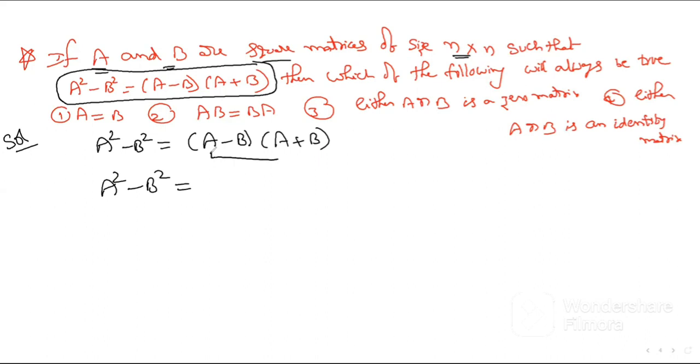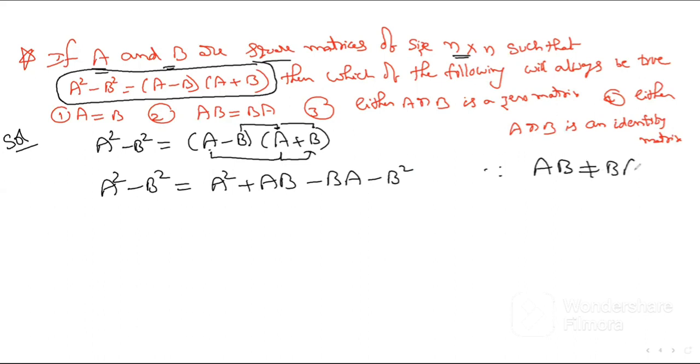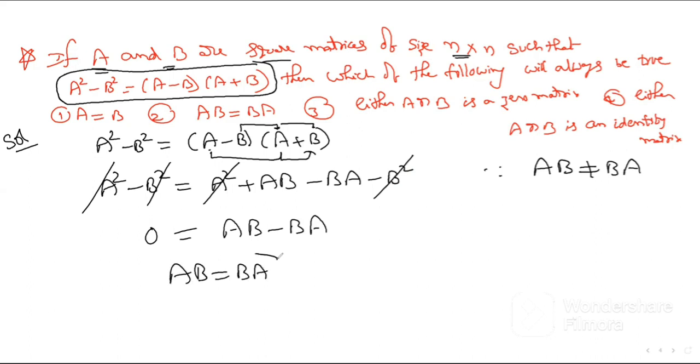First, A multiplied to all: A into A, A square, plus A into B, AB. Next, minus B multiplied to all: minus BA minus B square. So matrix multiplication does not satisfy the commutative property; AB is not equal to BA in general. Here A square on both sides gets cancelled, as well as B square. So 0 is equal to AB minus BA. So AB is equal to BA. We have got it.